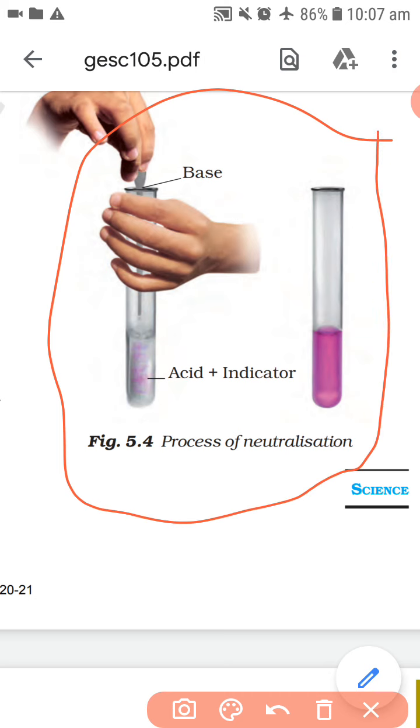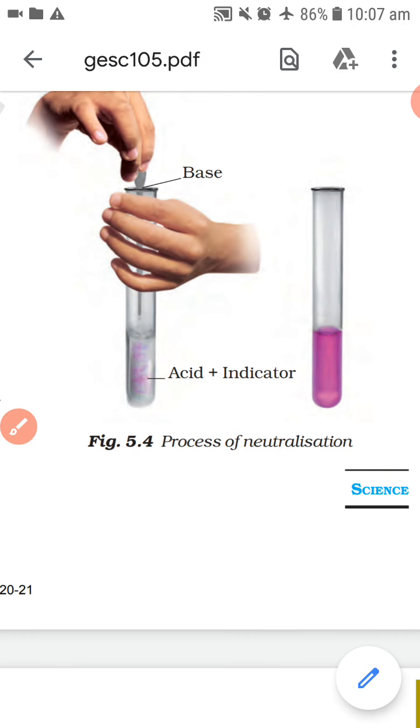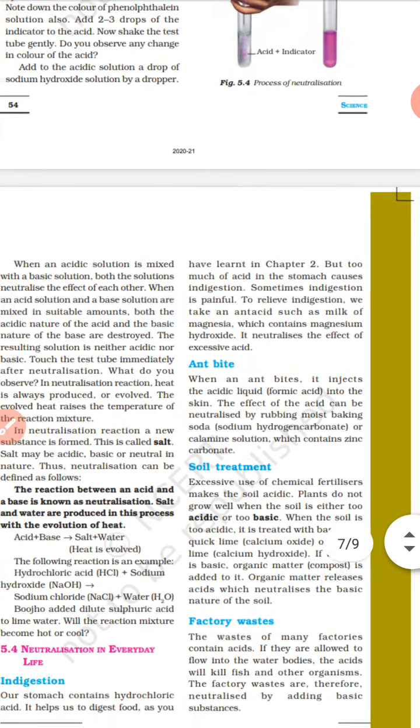That is colorless with the base, and with the acid it has changed to a pink color, students, right? So that is easy to understand. Now we can see this one.